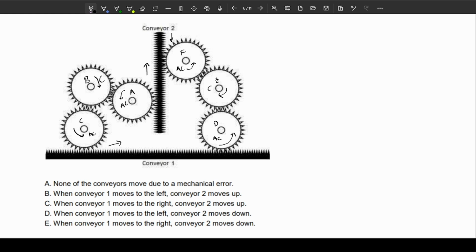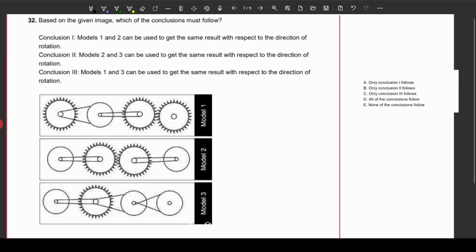So A pushes conveyor 2 up, but F pushes conveyor 2 down. This is not possible. It's the same conveyor belt. Hence, none of the conveyors move due to a mechanical error. Okay, that is the solution of this problem. Answer is A. Let's solve the next question in this concept.